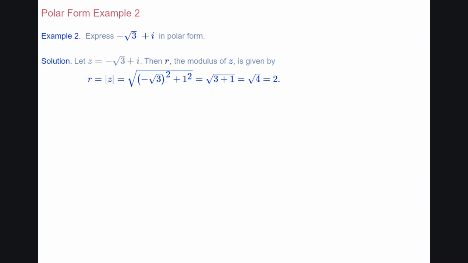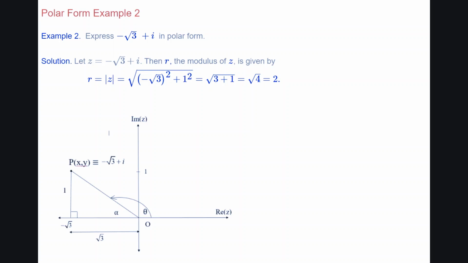Again, we'll let z equal minus root 3 plus i, and then r, the modulus of z, is given by r is the square root of the real part squared, which will be minus root 3 all squared, plus the imaginary part squared, which is plus 1 squared. That comes out to the square root of 3 plus 1, which is square root of 4, which is 2.